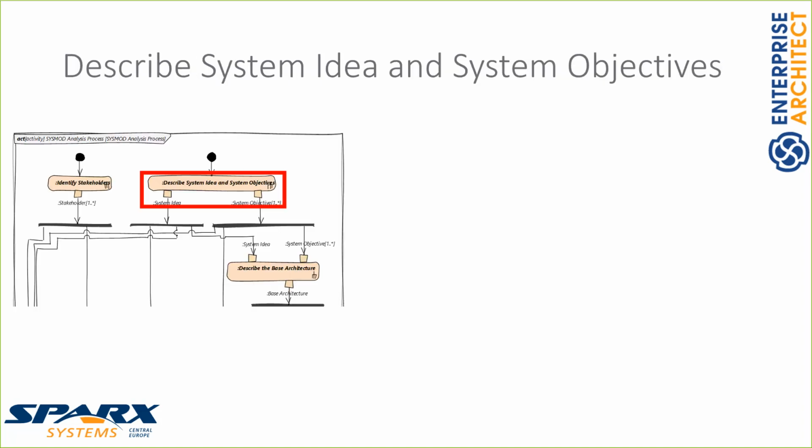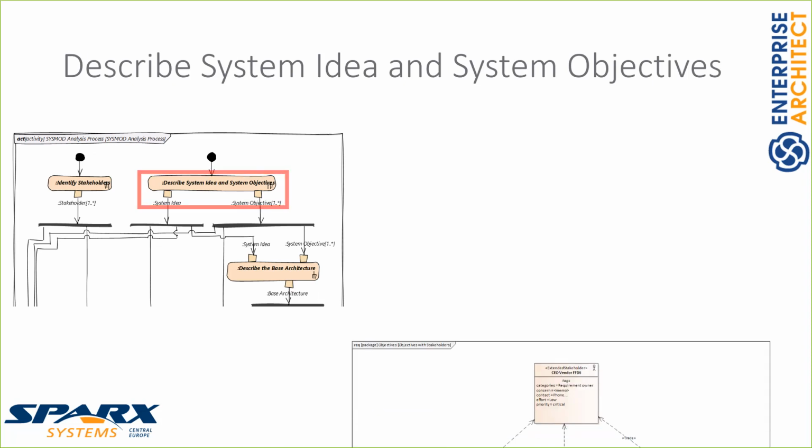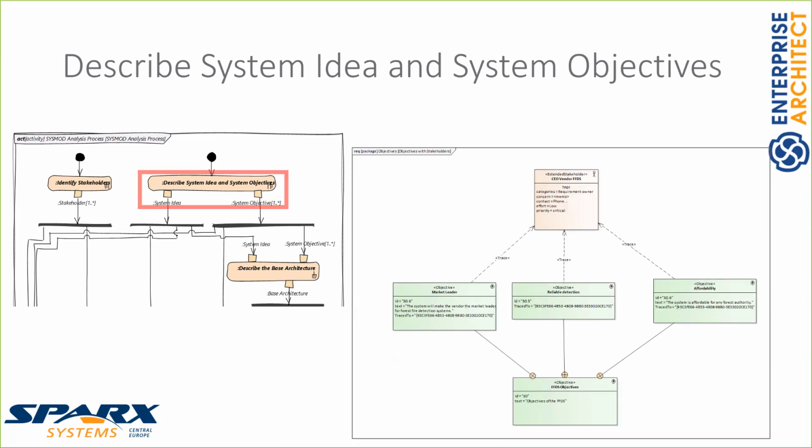The next step, describe system idea and system objectives. The system idea and system objectives have to be known to all participating parties to ensure that the right decisions are taken along the way toward the final system. It is not to be taken for granted that system idea and system objectives are well known by the project members. They must be actively communicated.